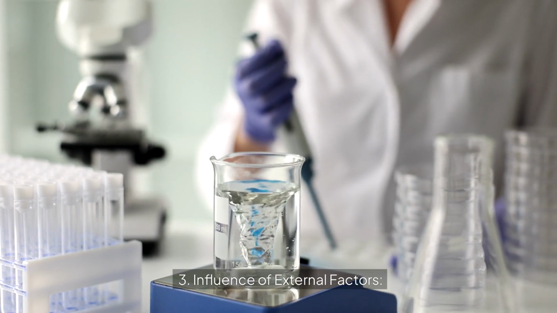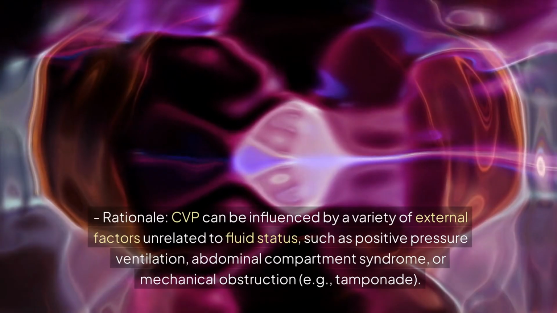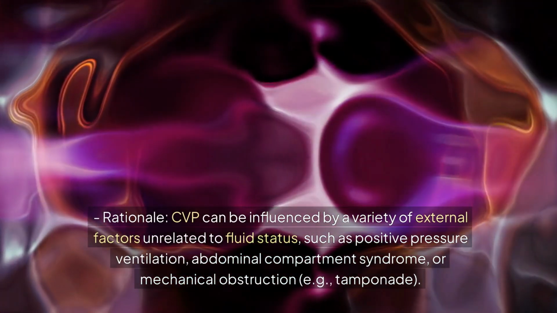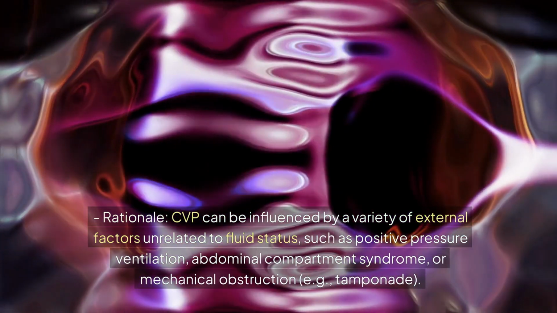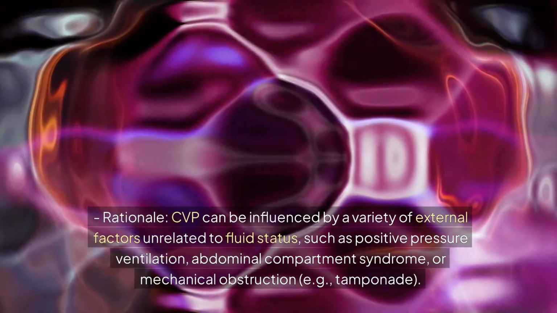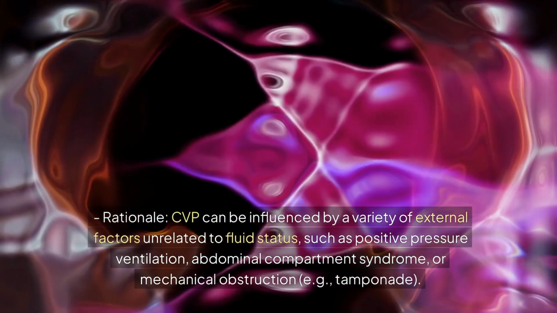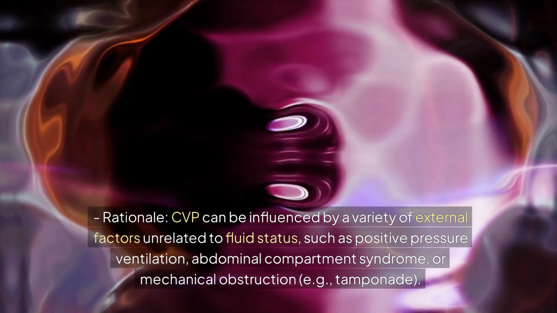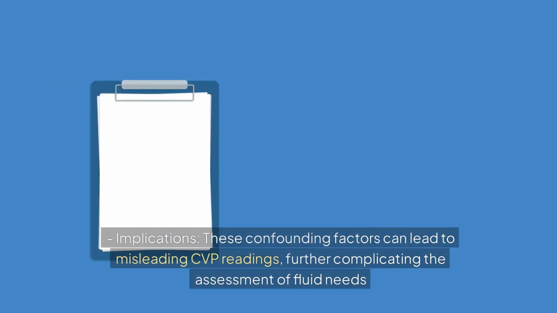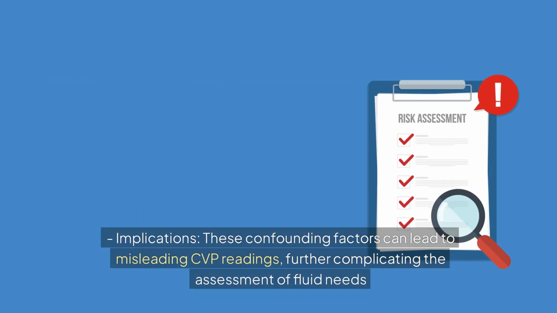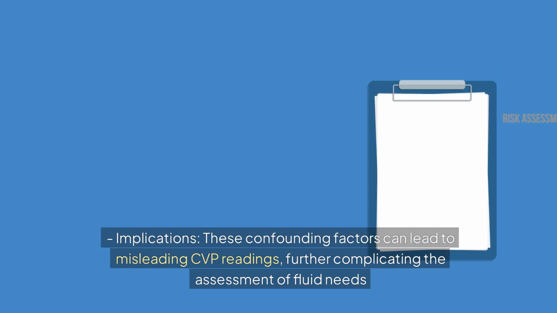3. Influence of external factors. Rationale: CVP can be influenced by a variety of external factors unrelated to fluid status, such as positive pressure ventilation, abdominal compartment syndrome, or mechanical obstruction, e.g., tamponade. Implications: these confounding factors can lead to misleading CVP readings, further complicating the assessment of fluid needs.